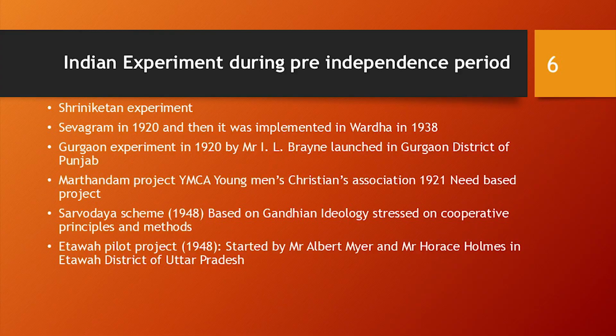Okay, then there are some experiments. These are called Indian experiments. I'm actually focusing on voluntarism or voluntary organization in our land in India. We see there are some initiatives taken during the pre-independence period. This is the Sriniketan experiment, and we also have the Sevagram experiment, Gurgaon experiment, then Marthandam project, then Sarvodaya scheme, then the Itwa pilot project that was started by Mr. Albert Meyer and Mr. Horace Holmes in Itwa district of Uttar Pradesh.